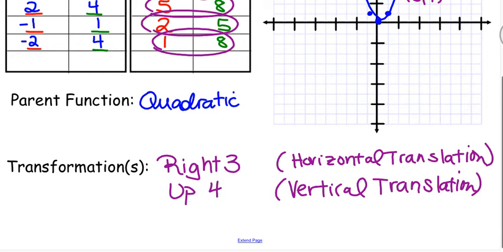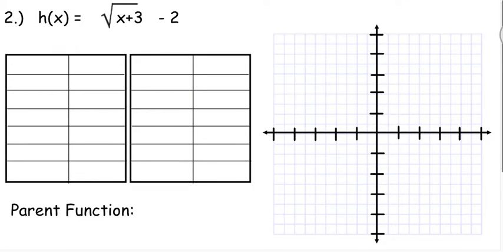Right, let's do another one. Now we're giving you h of x equals the square root of x plus 3 minus 2. So let's identify our parent first. Notice we have a radical, so our parent is y equals the square root of x. So our parent is the square root function.